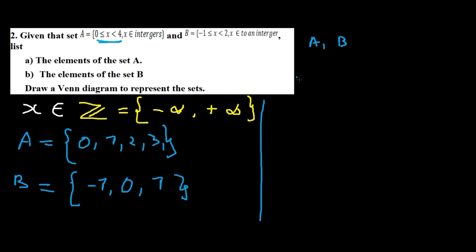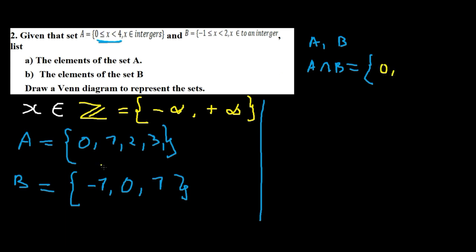So let's take a look at some of them. We'll start with the most common, which is intersection. A intersection B means the elements that are found in A that are also found in B. We have 0. 0 is found in A and B, so we have 0.